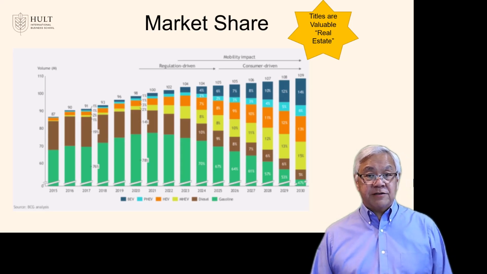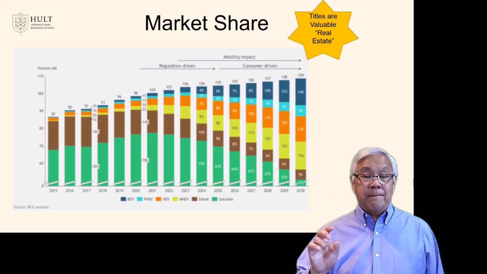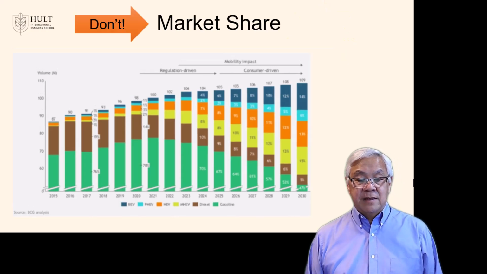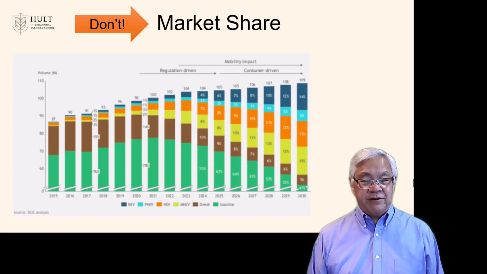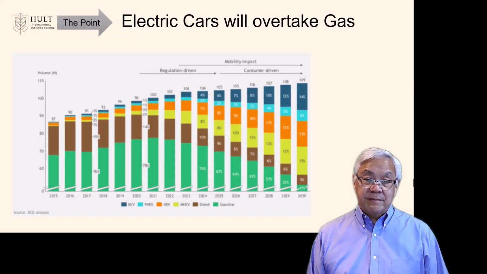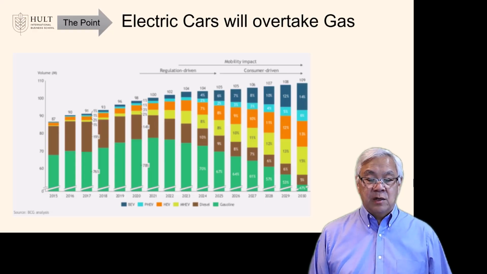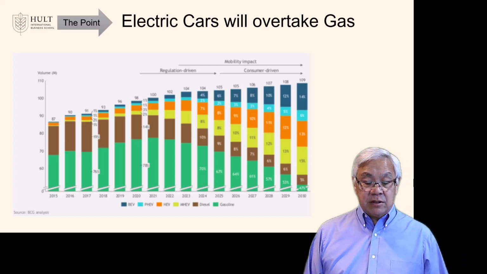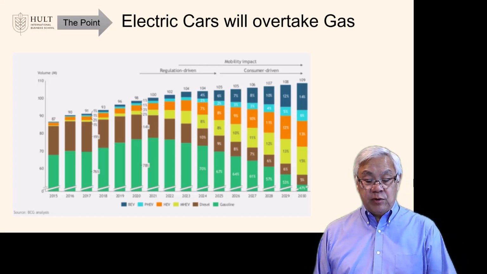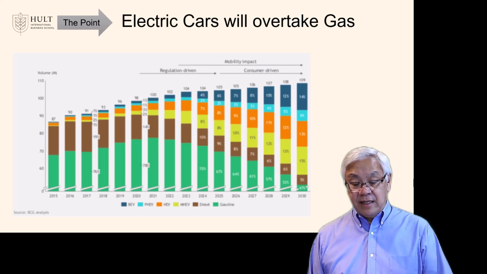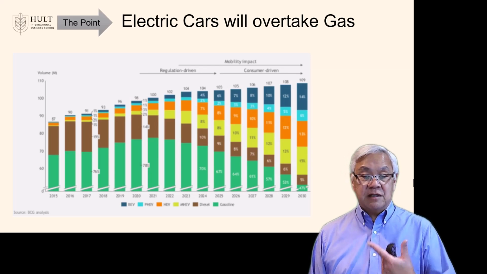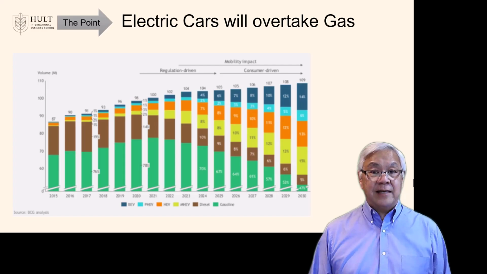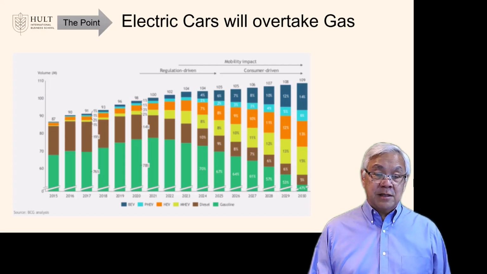The point for this particular slide is the valuable real estate is on top, particularly if there's any complexity in the content of the slide itself. So first point, don't do generic titles. The point here is better made by the following. Electric cars will overtake gas, because that's the point, right? The gas-powered cars are the ones that are in green and brown, and we see that by the end of the time period, most of the cars are going to be powered by some form of electricity. So that's the point.